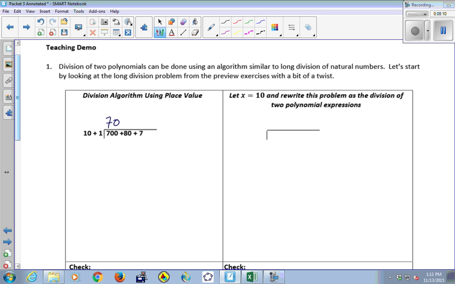But I'm actually going to use the distributive property. So I'm going to do 70 times 10, and I get 700, plus 70 times 1, which is 70. So 70 times 11 is 770. And then I subtract, just like I did in the regular algorithm. 700 minus 700 is 0. 80 minus 70 is 10. Bring down the plus 7.